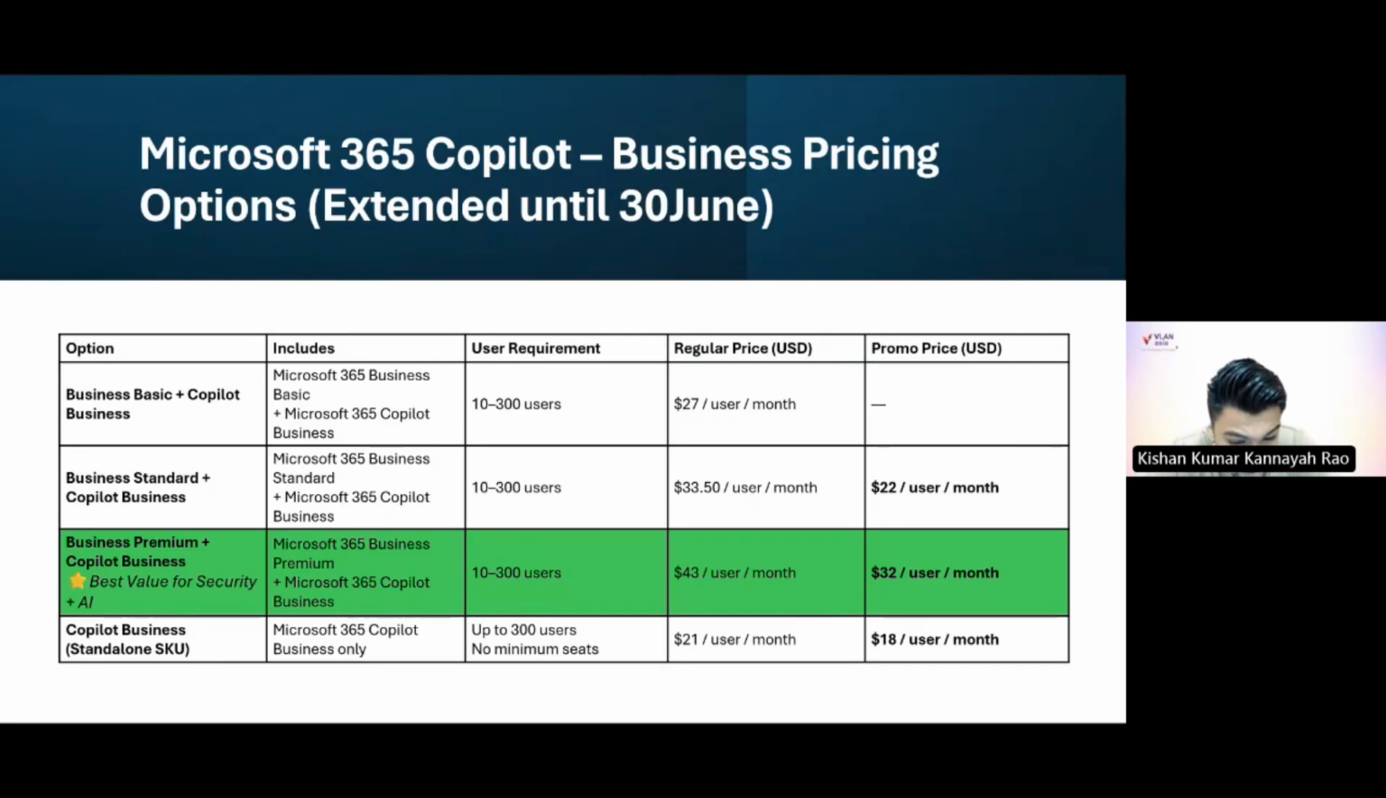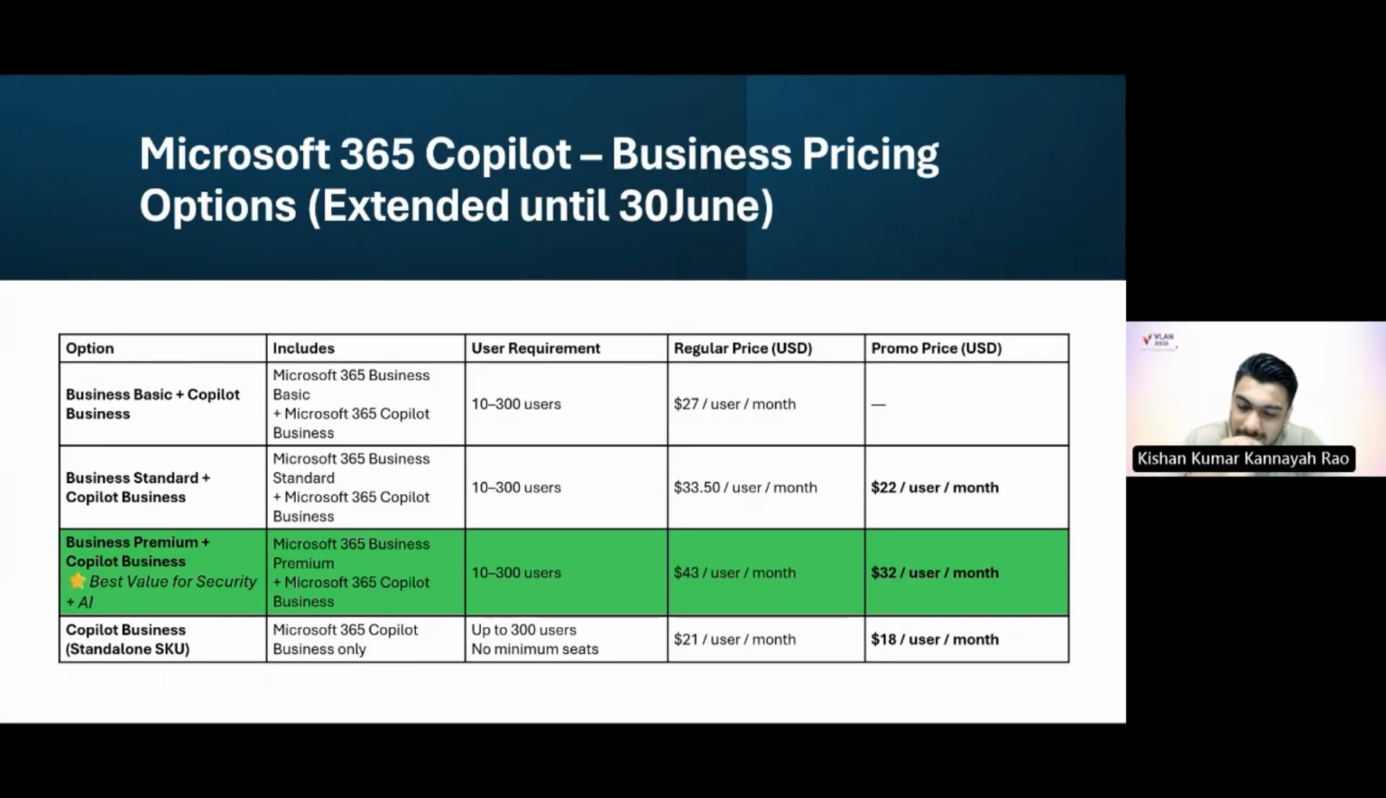So if you go for a combo like Business Basic and Copilot Business, you can see it's $27, which is a fixed price, right? Then you have Business Standard and Copilot Business, and the user requirement is a minimum of 10 to 300 users. At least 10 users, you should get into this particular license option, right? So you cannot purchase one. If you want to purchase one or two licenses, then you should go for the Copilot Business Standalone SKU, right?